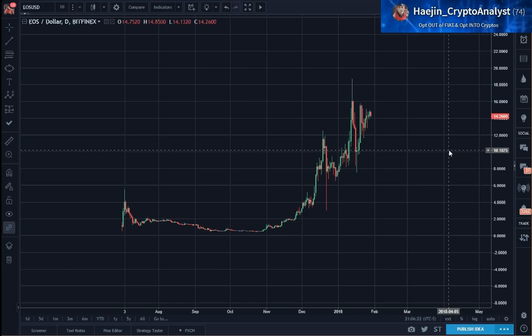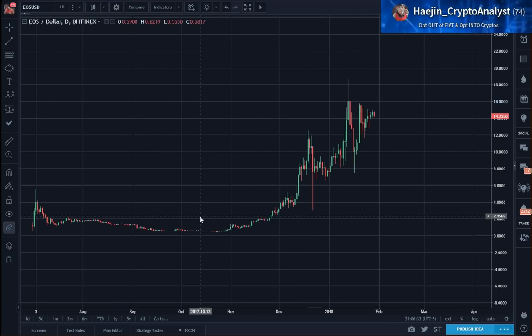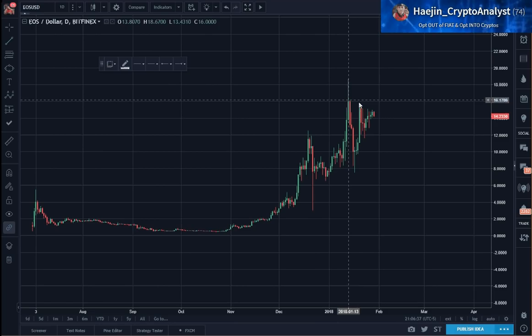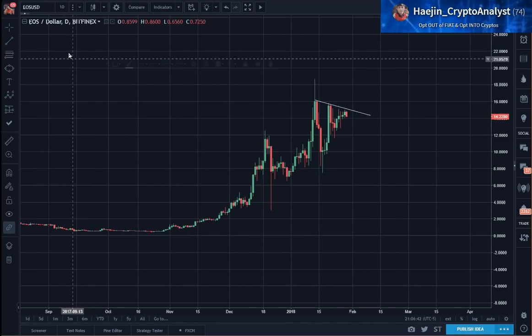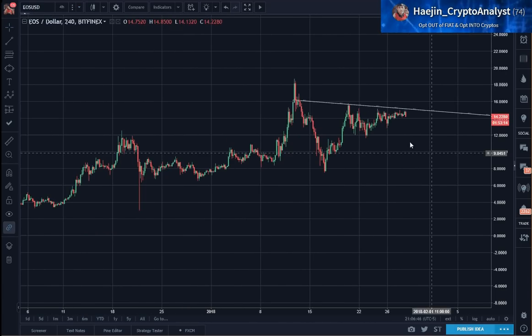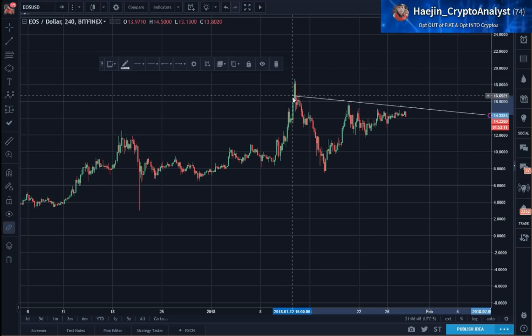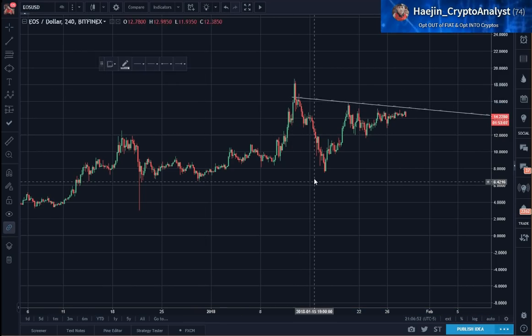All right, here is EOS. Why don't you give a little update on this? Now, there is clearly a pattern going on here. And this pattern is quite obviously a triangle.